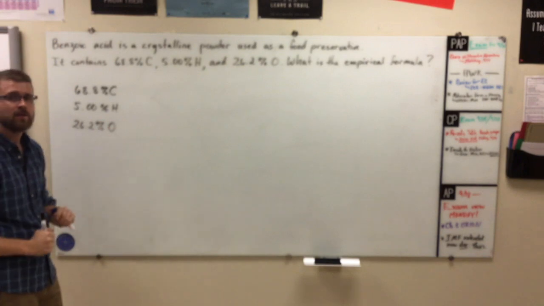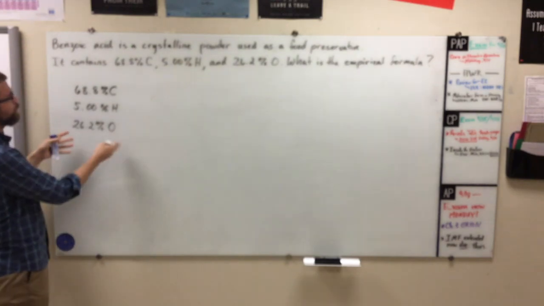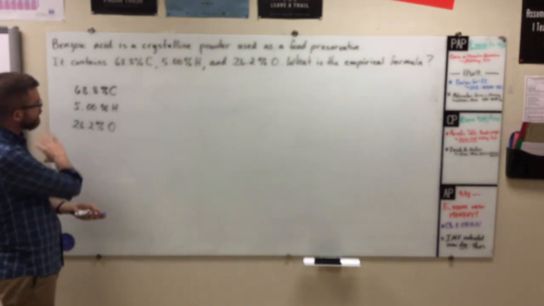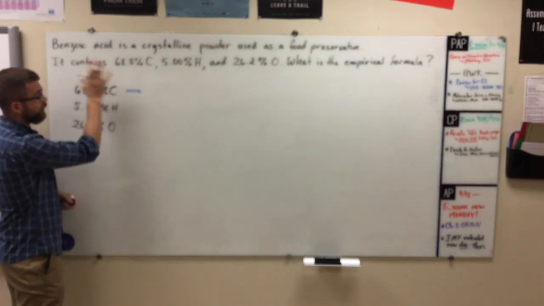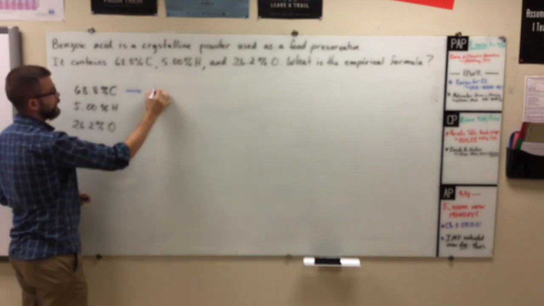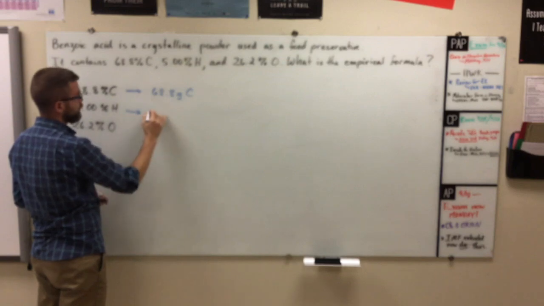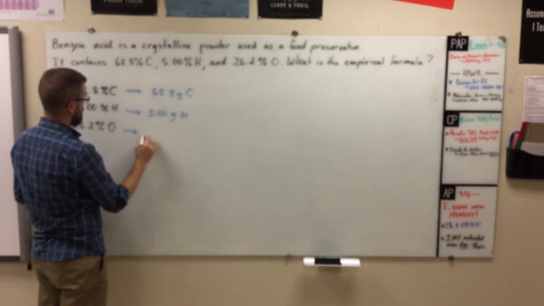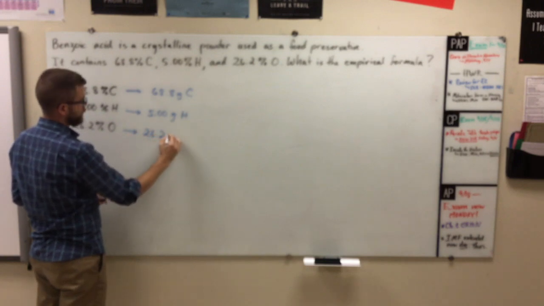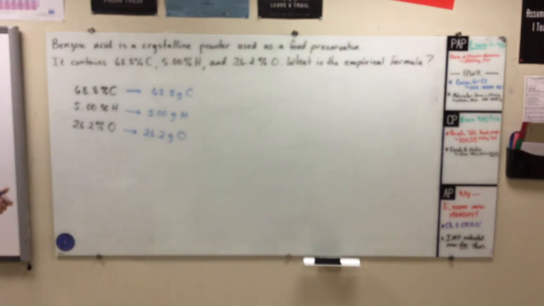So to get to moles, we're in percent. What we can do is make a weird assumption. We're going to assume that we have 100 grams of this. So if I have 100 grams of this compound, this benzoic acid, then I would have 68.8 grams of carbon, I would have 5.00 grams of hydrogen, and I would have 26.2 grams of oxygen.